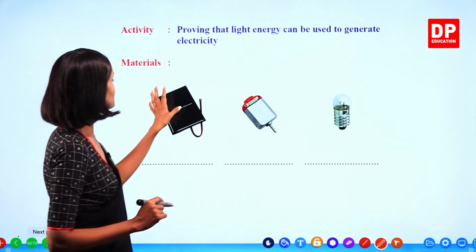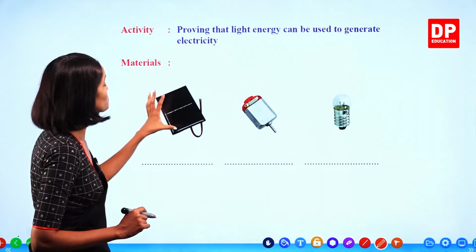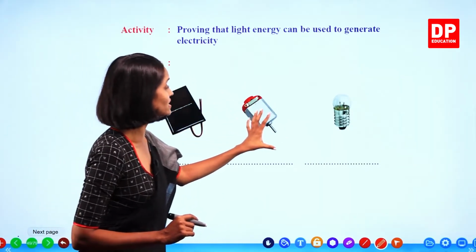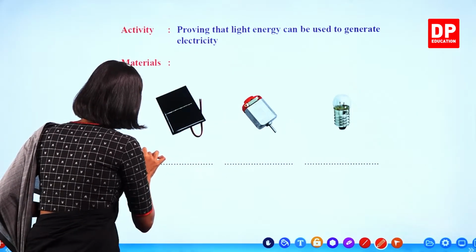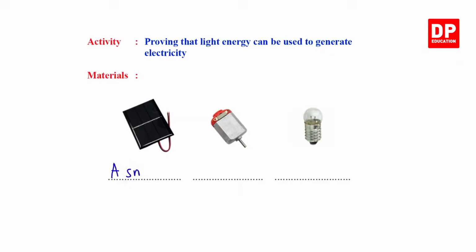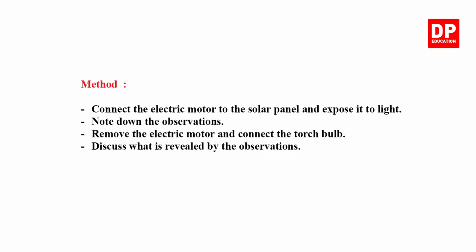Right? So what are the materials we need? We need a small solar panel, a small motor and a torch bulb, right? Let's write: a small solar panel, a small motor and a torch bulb. Right, children? We'll see how to do this.